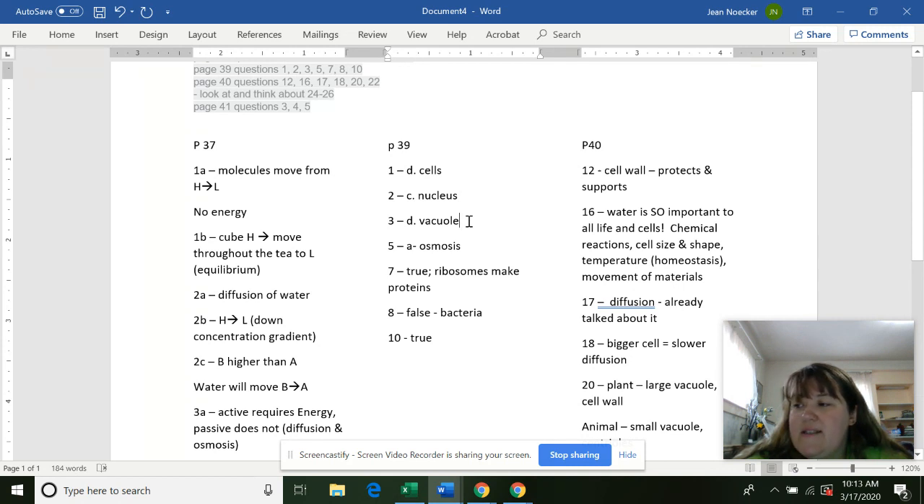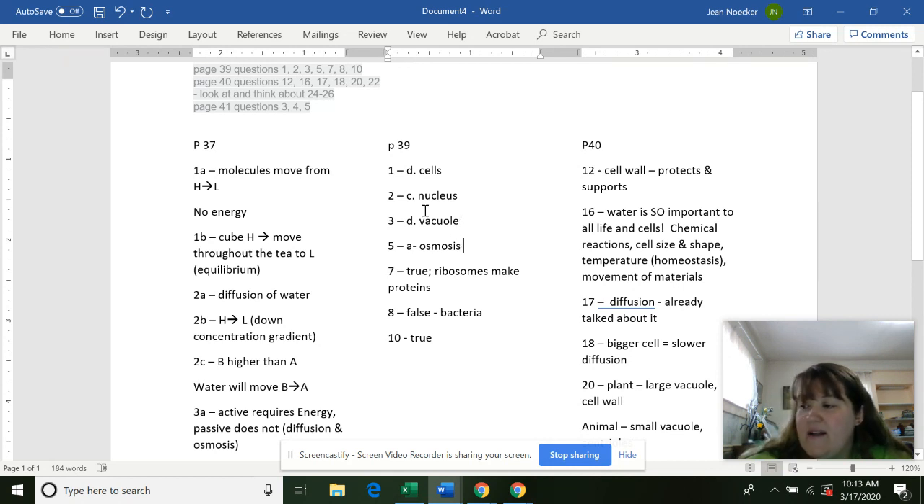The storage compartment of the cell is the vacuole. It stores our water, right? Some of you may have written lysosome. That breaks down. That does not store.